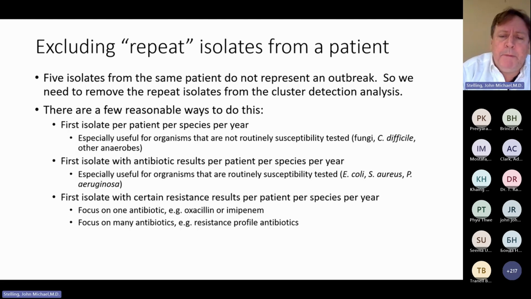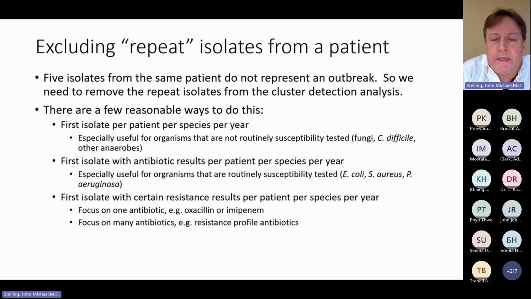How should we remove the repeat isolates from a patient? There are a number of possible ways that we have utilized. And there are other ways. I'm giving you an example of what we have done, but there are other approaches. For example, first isolate per patient per species per year. Or you could do that per 2 years, or you could do it for 5 years. But we have done first isolate per patient per species per year.